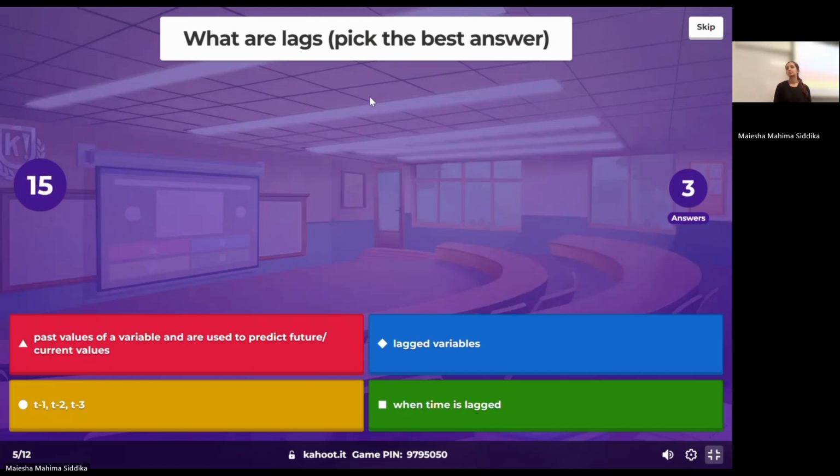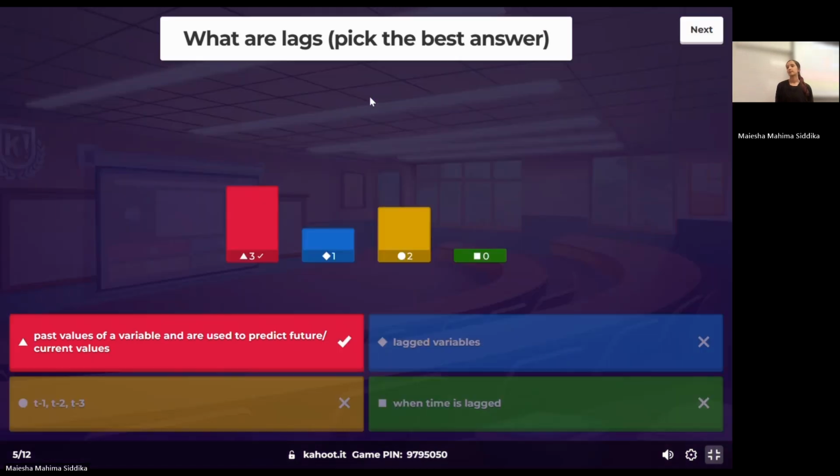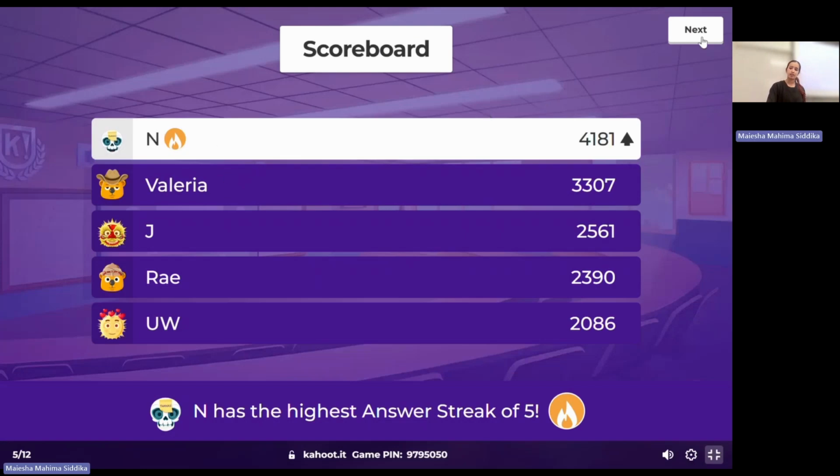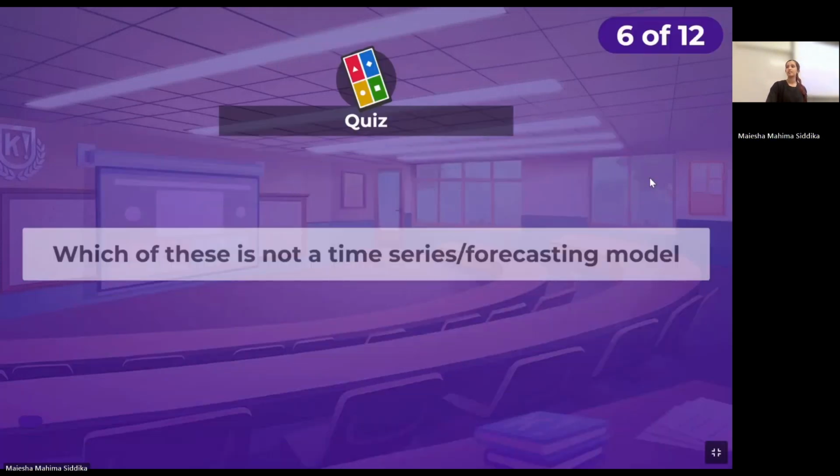Oh, okay. What are lags? Pick the best answer. Again, the keyword here is best. Past values of a variable, and they're used to predict future and current values. Whereas t-1, t-2, t-3 is kind of a relevant term, but it's not really the best description here. And it also doesn't really say too much.